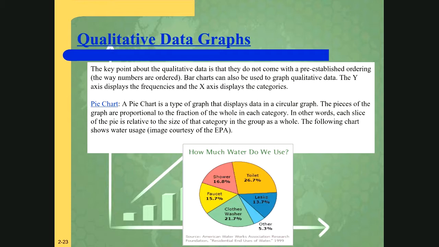The key point about qualitative data is that it does not come with pre-established ordering, the way numbers are. When you're counting, from negative infinity to positive infinity, that's the order of the numbers. Bar charts can also be used to graph qualitative data. The y-axis displays the frequency and the x-axis displays the categories, so the categories on the bottom are horizontal and the frequencies are on the y-axis.